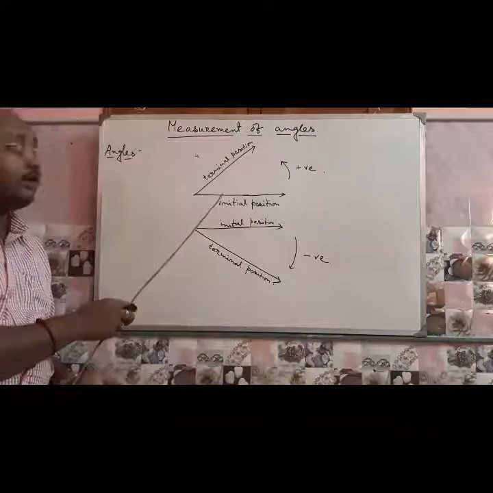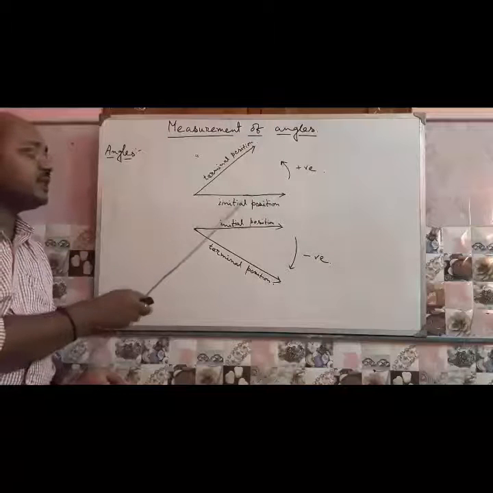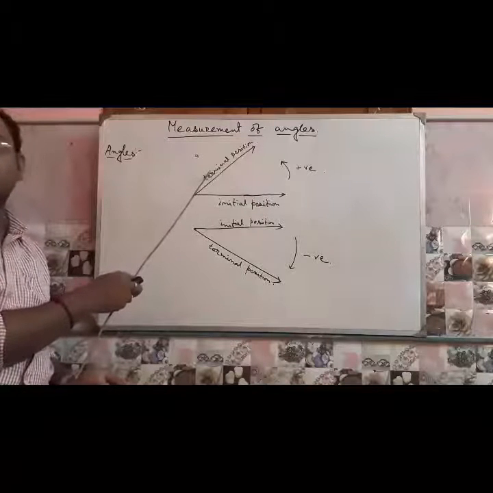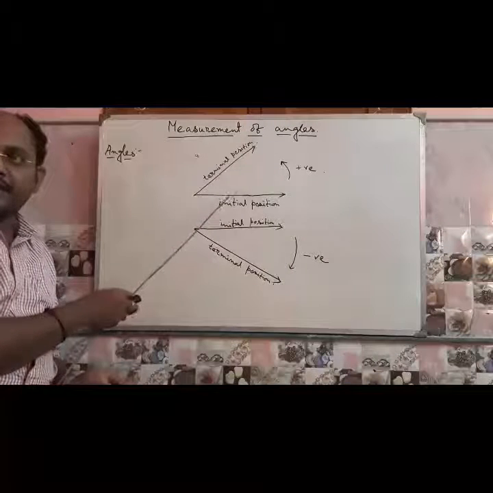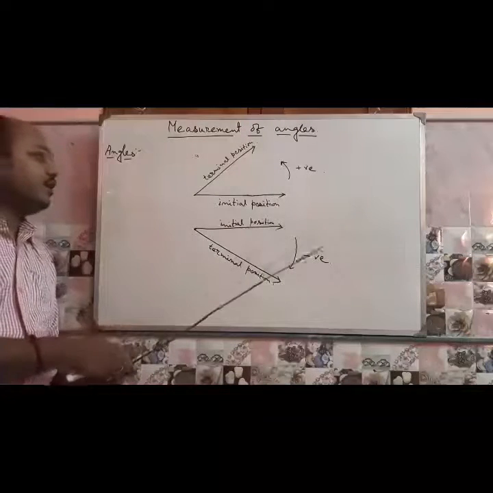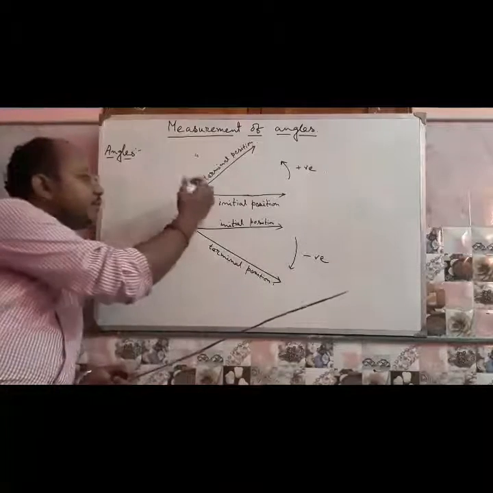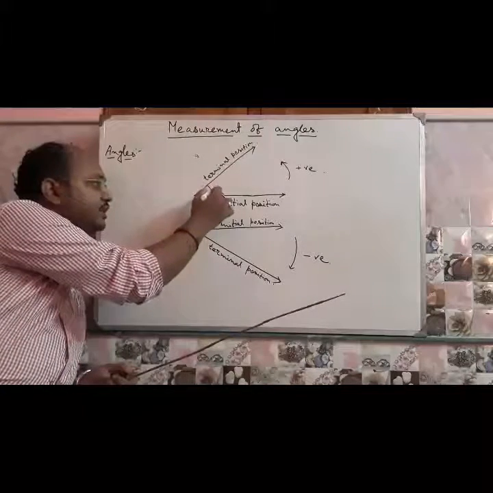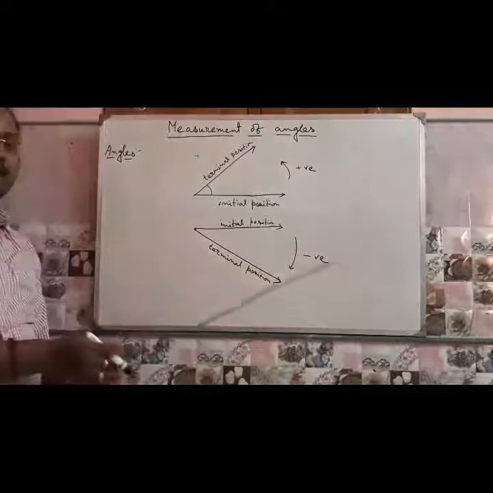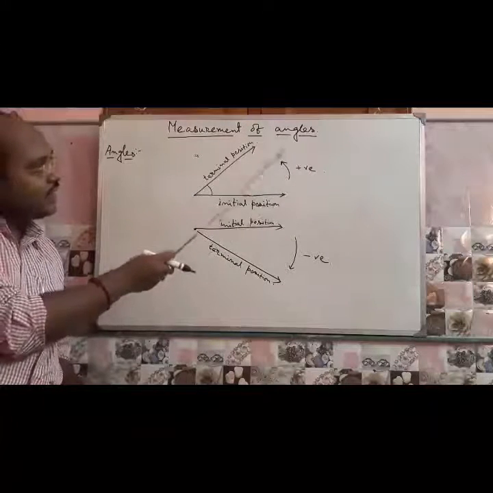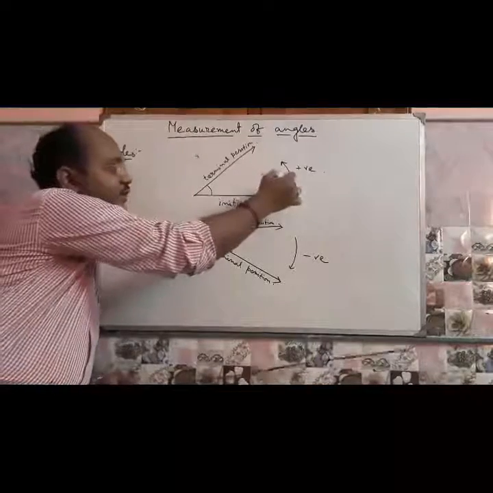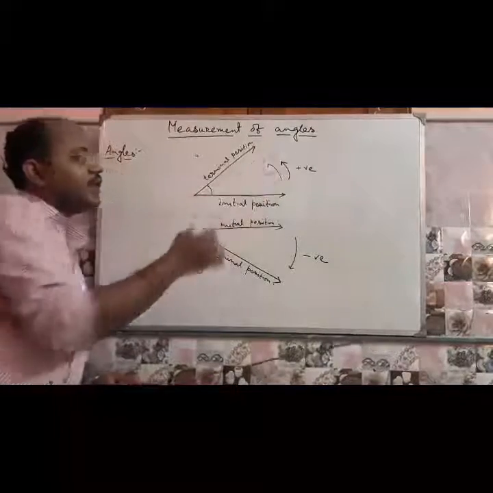then the geometrical figure formed by the initial position and the terminal position, or the displacement, is known as the angle between the initial position and the terminal position. You see, this is the angle. If the ray rotates in the anti-clockwise direction, this is the anti-clockwise direction, okay?